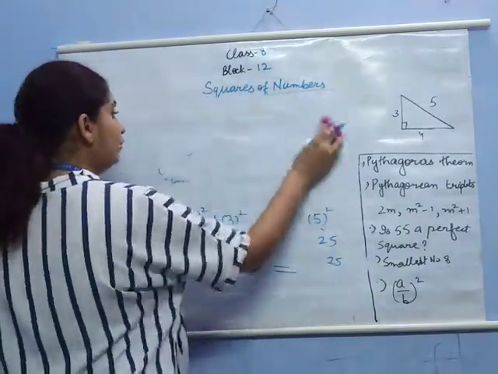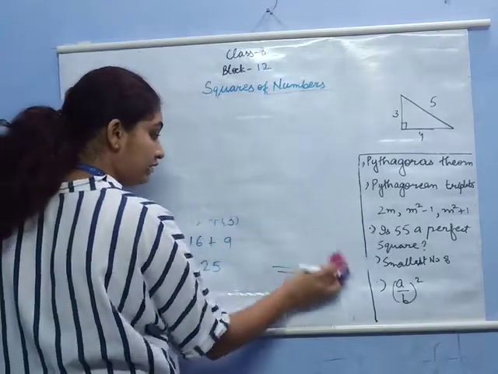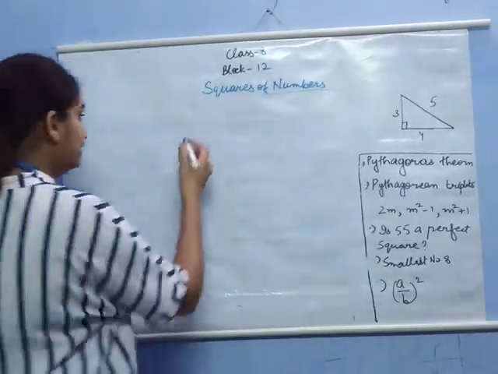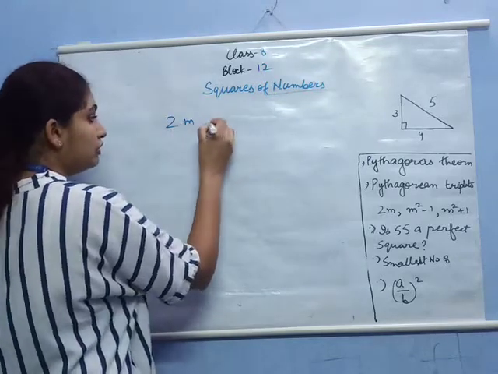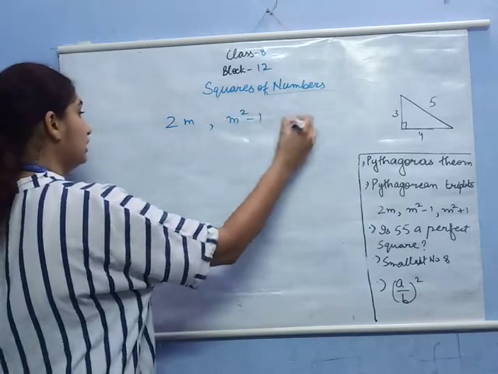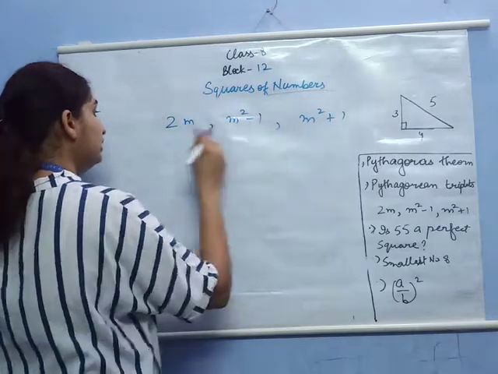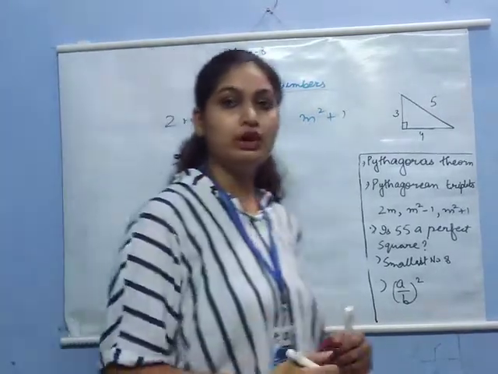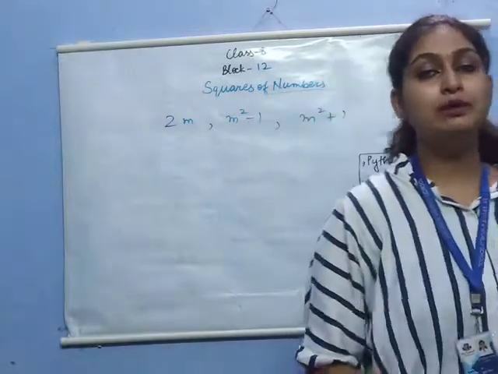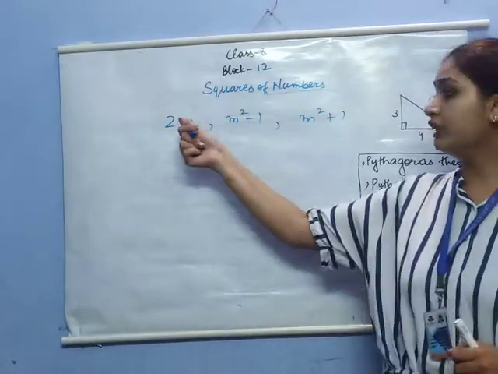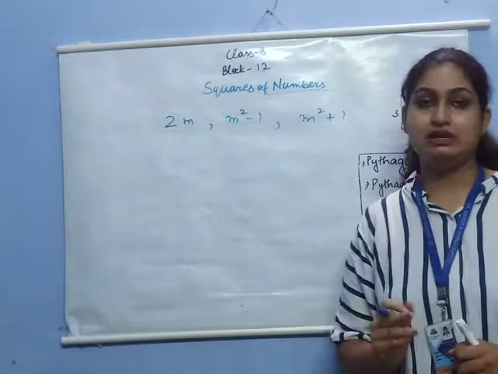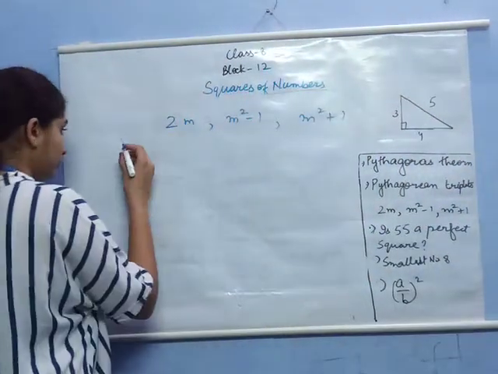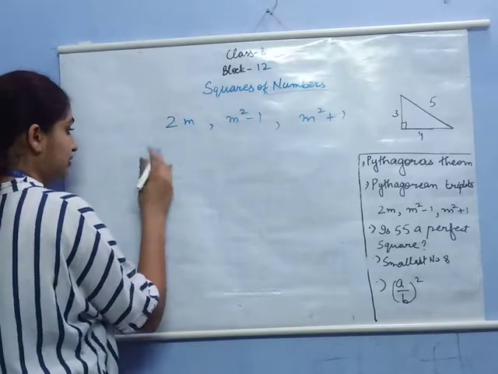Is there any way to find Pythagorean triplets? If I ask you to find two Pythagorean triplets, yes, the three members of a Pythagorean triplet are 2m, m square minus 1, m square plus 1. Whatever value of m we place, we'll get a Pythagorean triplet. Let m equal 2 or m equal 3.